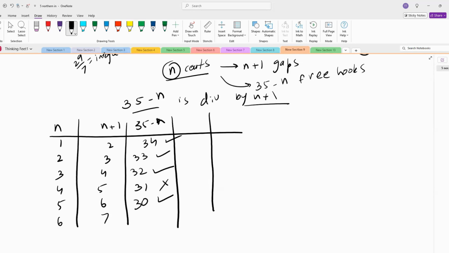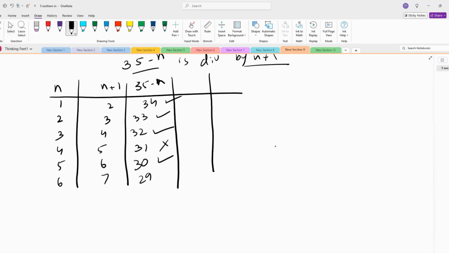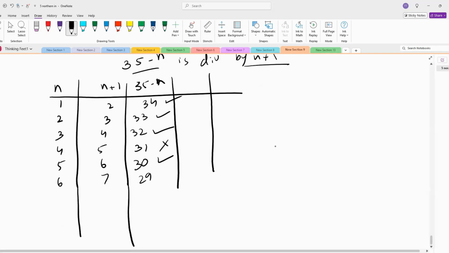6, 7, this is 29. So that won't work, and we're just going to keep going until, I'll talk about it once we get to that point as to how long do we keep going, right? We got 7, 8, 28. 28 is not divisible by 8, so keep going. 8, 9. 27 is divisible by 9, so that works.